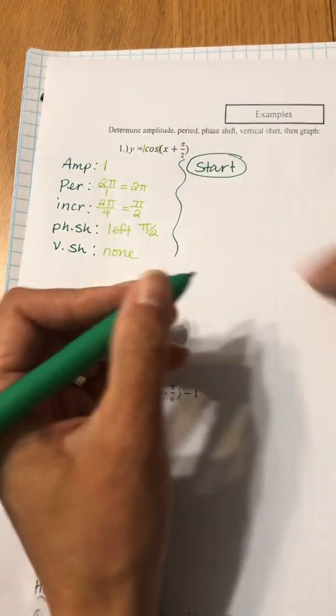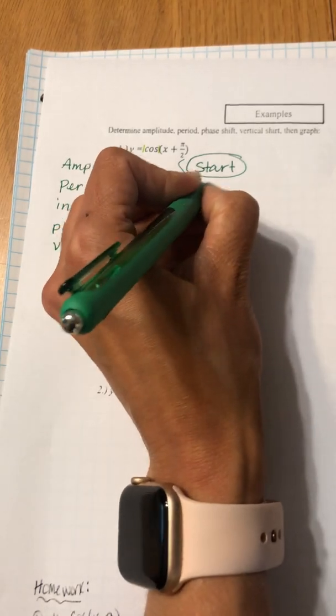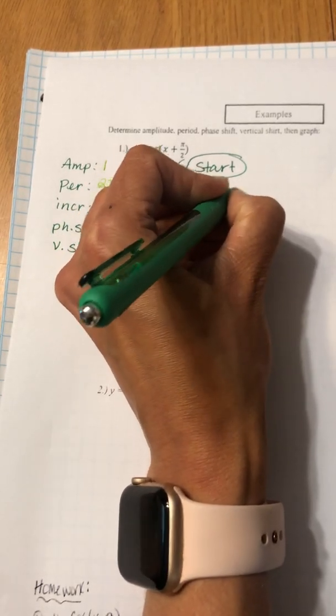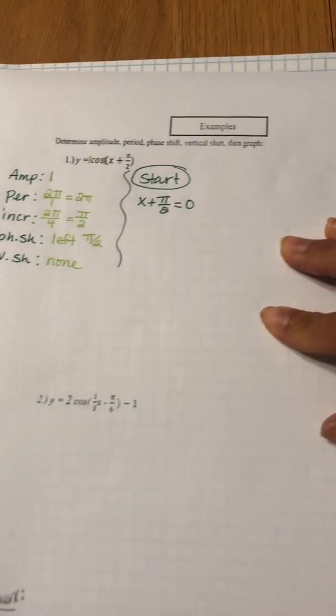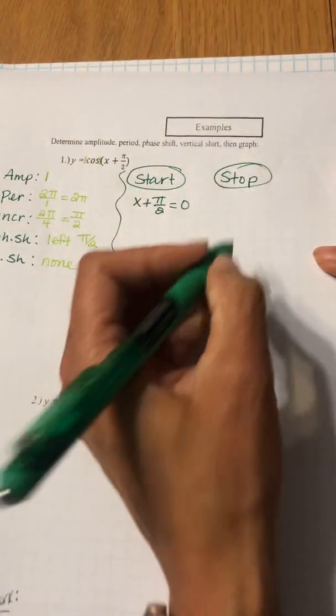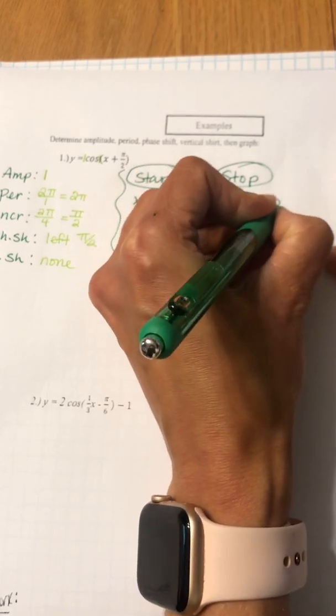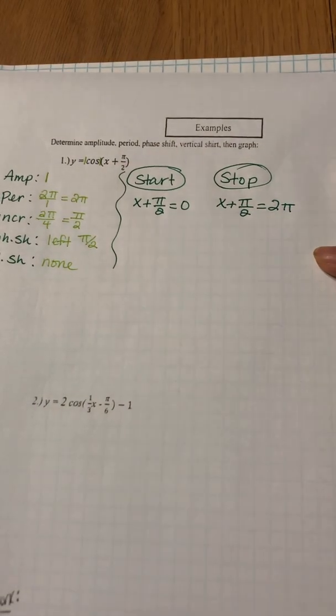So for our start, we take the b times x minus c, which is x plus pi over 2, and we set it equal to our normal start, which is 0. For our stop, we take the same thing, x plus pi over 2, and we set it equal to 2 pi, and we solve for x.